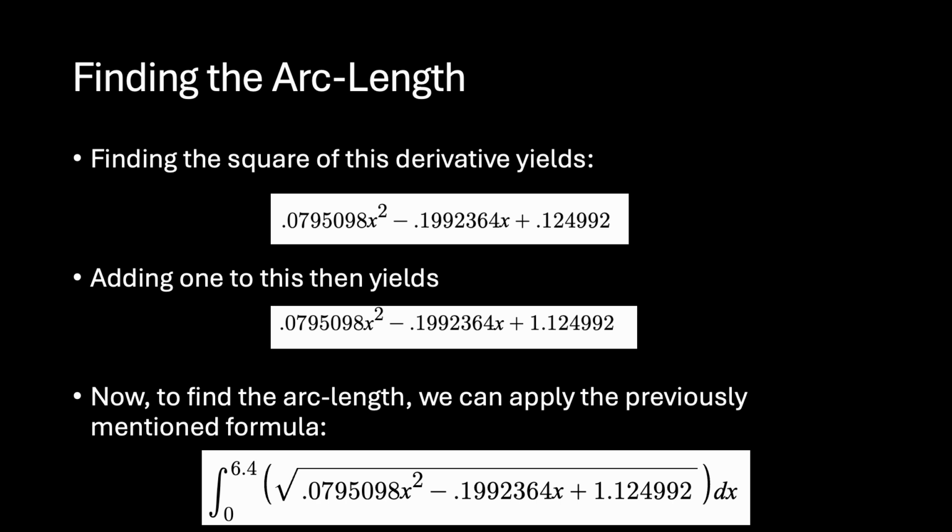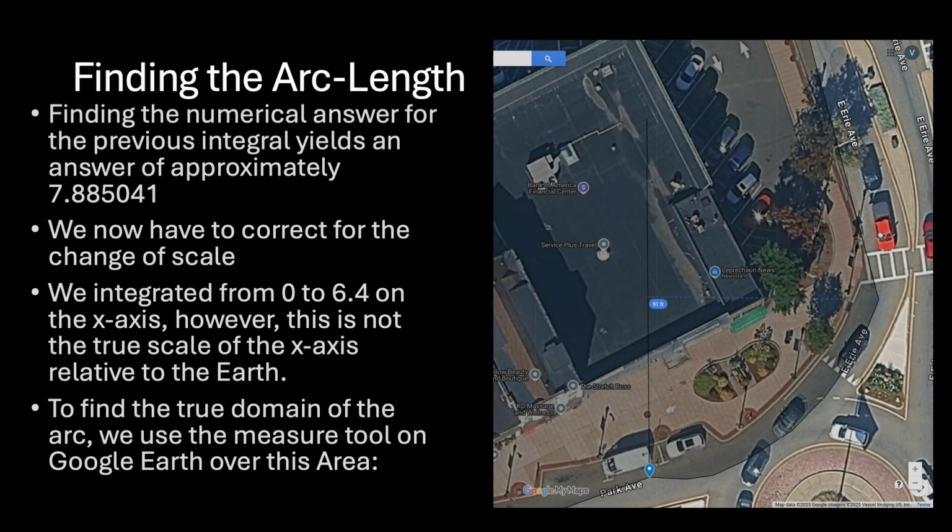Then, finding the square of this derivative yields the following equation at the top, and then adding 1 to this yields the equation right below. Plugging all of this information into the formula, we get the following definite integral, which we can solve using a calculator. Evaluating the integral yields an arc length of 7.885041.